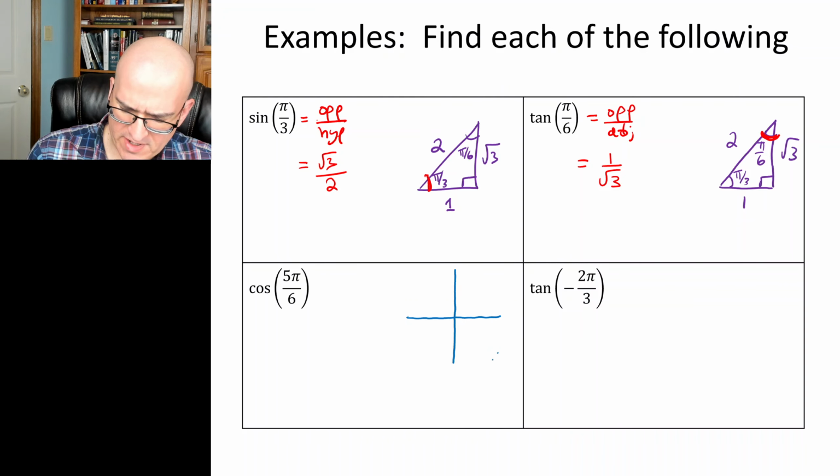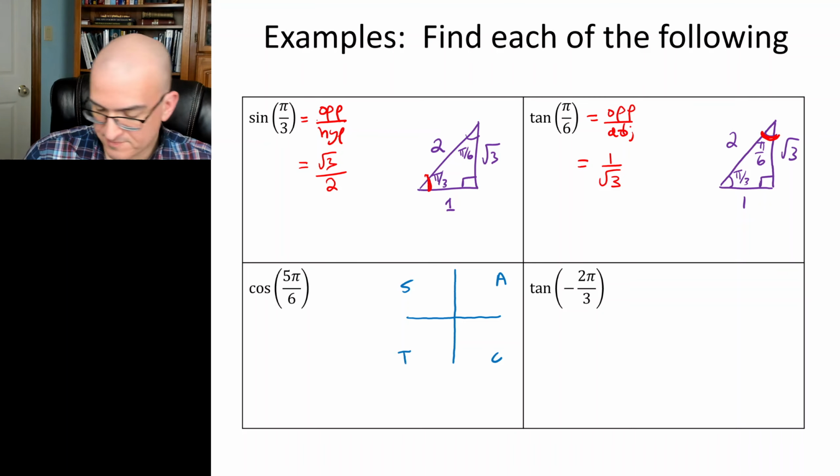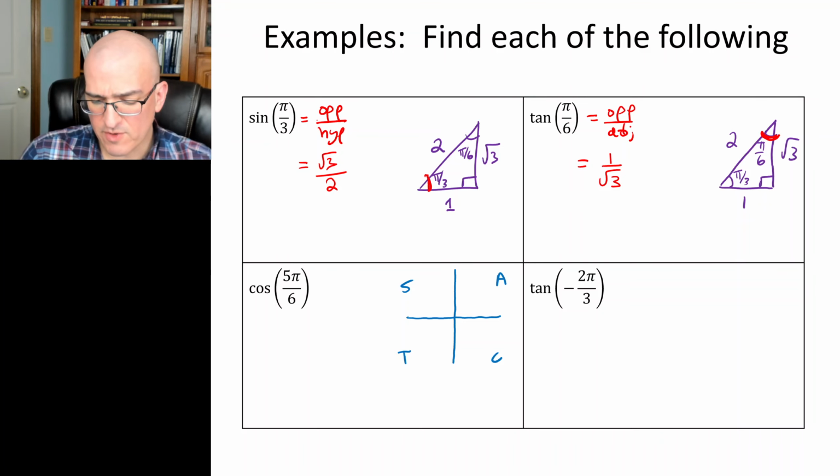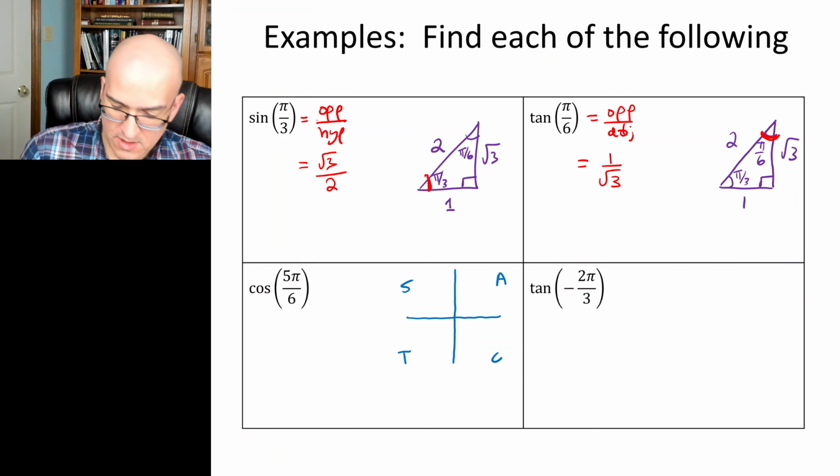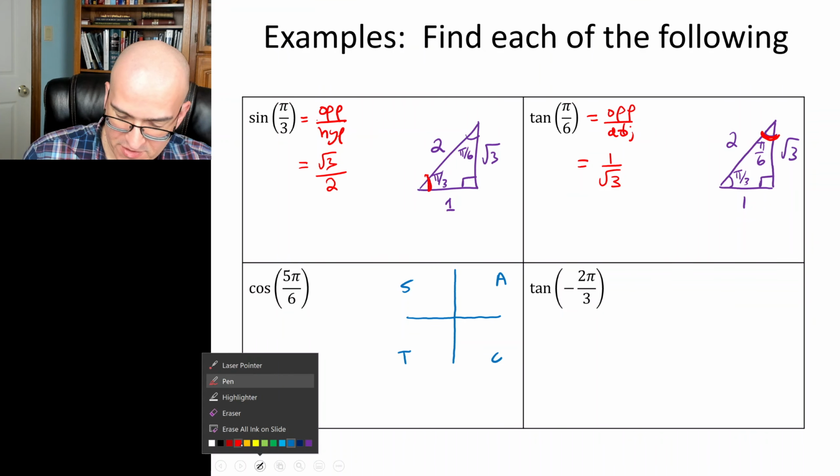This is a bit of a trick. It's a bit of a shortcut. We have to figure out where 5 pi over 6 is. We know that up here is pi over 2.